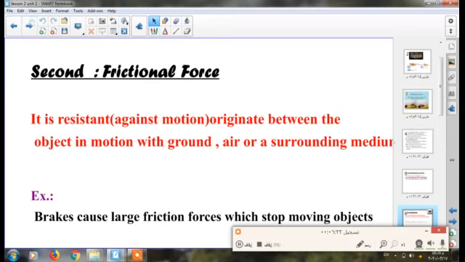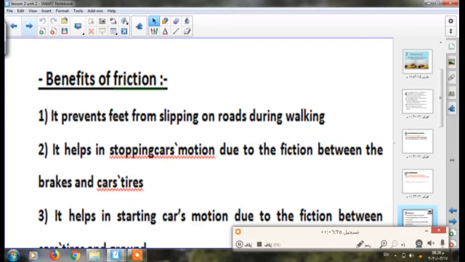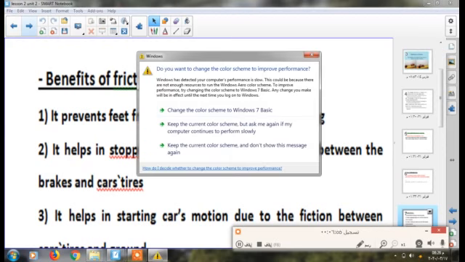There are some benefits of the friction force and some harms of the friction force. The first one: friction force prevents feet from slipping down on the road during walking. The second one: it helps in stopping and starting the car by using brakes. The third one: it helps in using or burning a match.